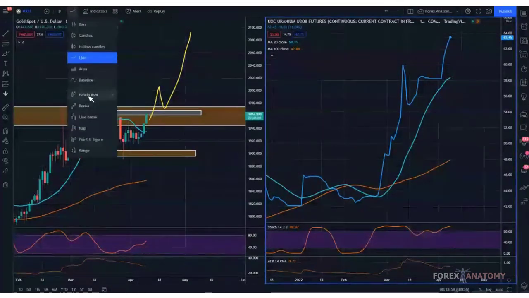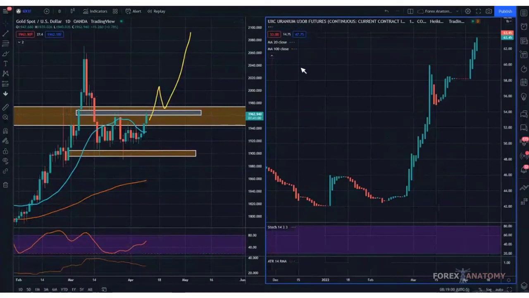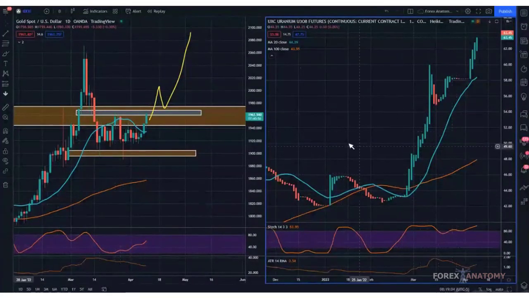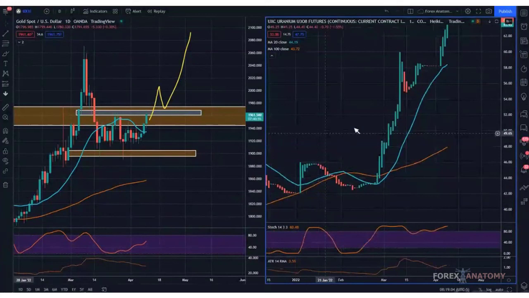Let me see. I think we could do this with the Heikin Ashi. Yeah, this is the Heikin Ashi candle for that uranium. You can see more price action, you could say.